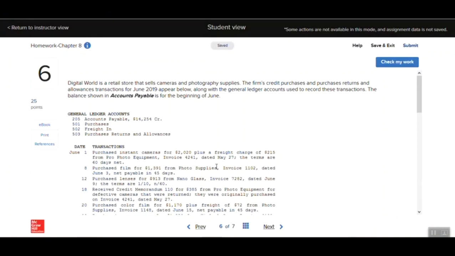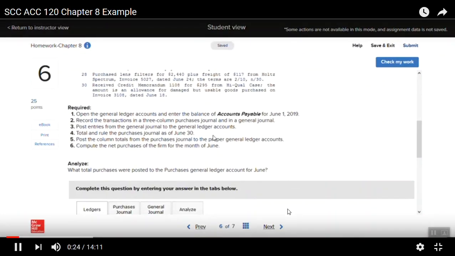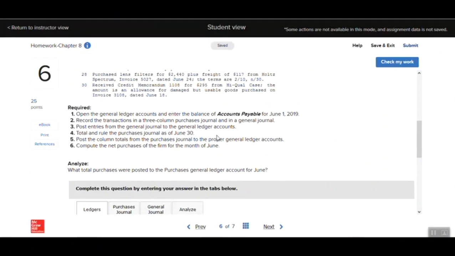So this says Digital World is a retail store that sells cameras and photography supplies. We've got credit purchase and purchase returns and allowances. We've got ledger accounts and transactions. It looks like there's only one ledger account with a balance that we have to worry about, at least at the beginning, and then we've got 6 requirements that we have to complete.